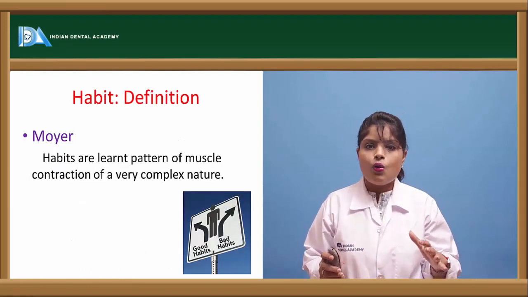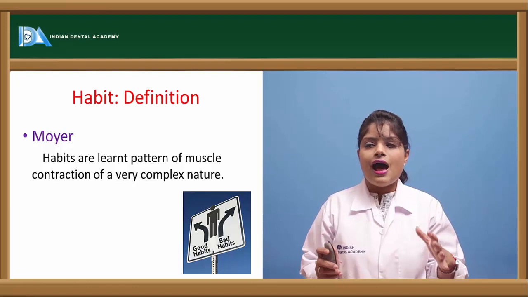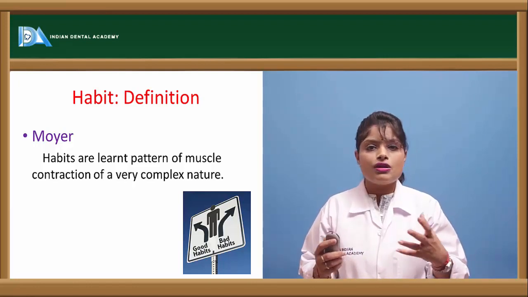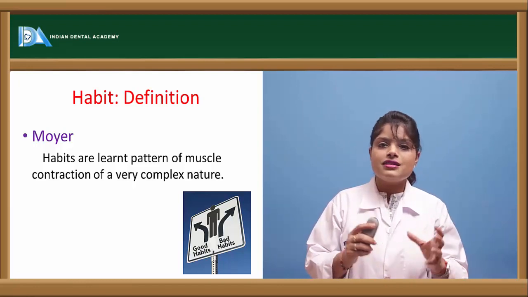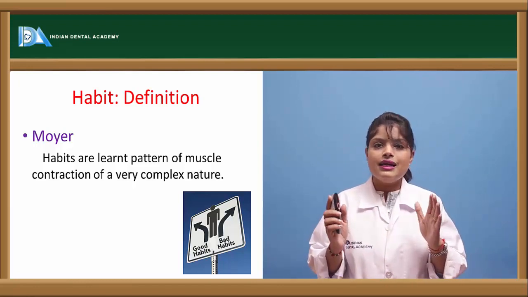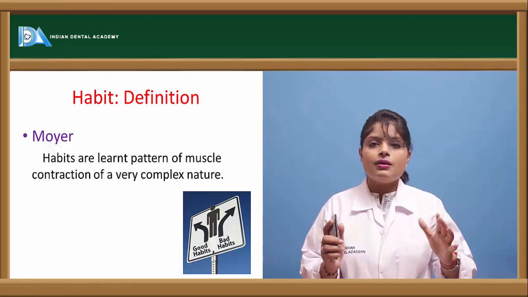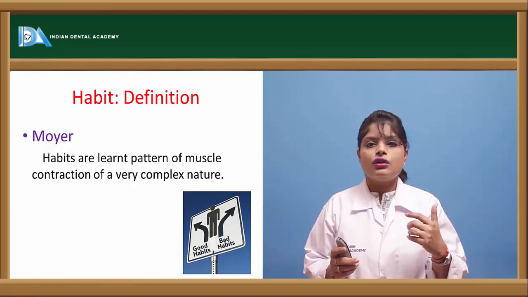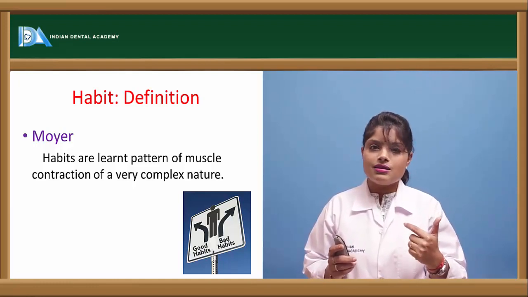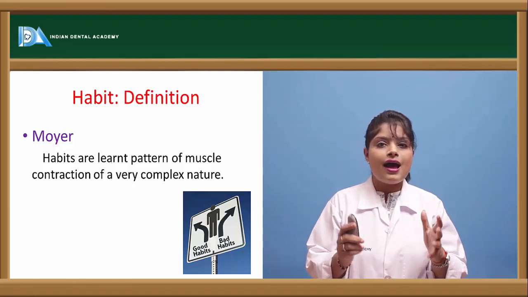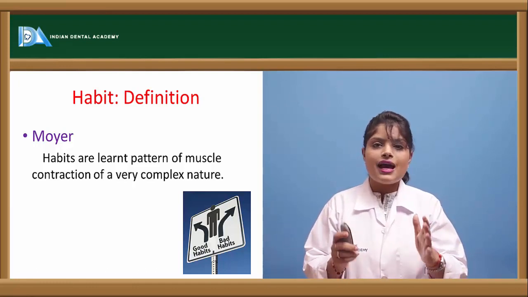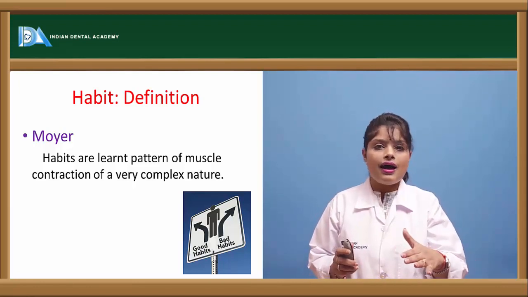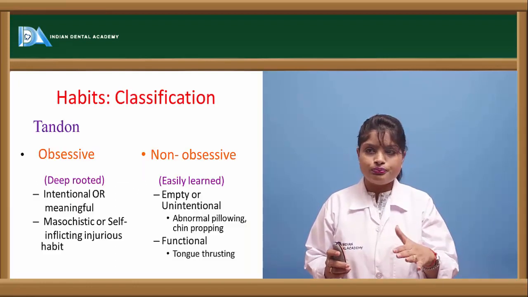So commencing with, what is the definition of habit? Habit is a learned pattern of muscular contraction which is compulsive in nature. That means it is basically a group of muscles working in a particular habit. For example, in the case of thumb sucking, the buccinator, the orbicularis oris, and such muscles work together to form that habit. And it is generally a fixed and consistent pattern. Generally, it follows a particular path and it is easy to perform.